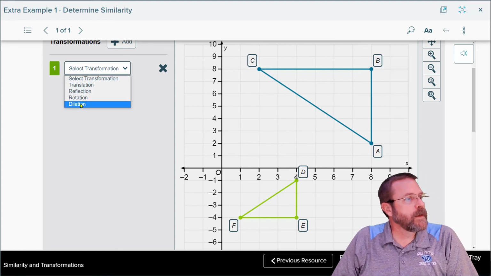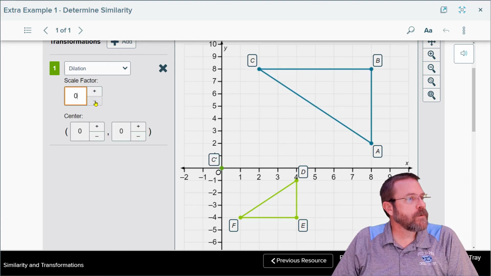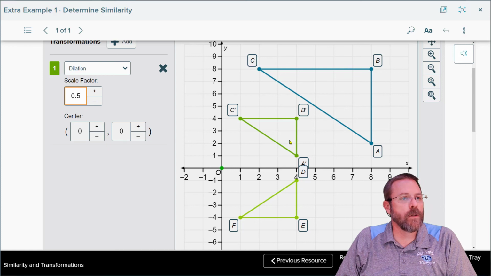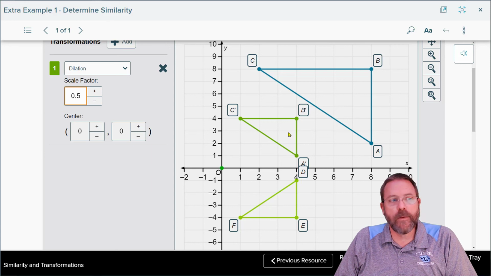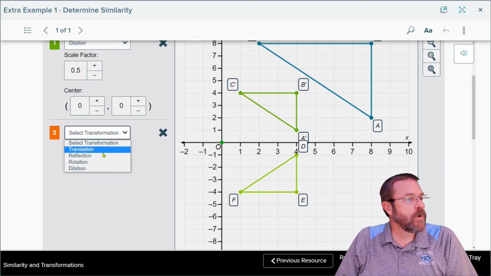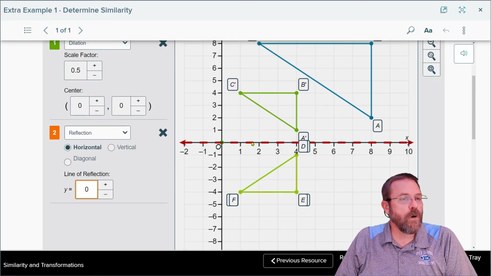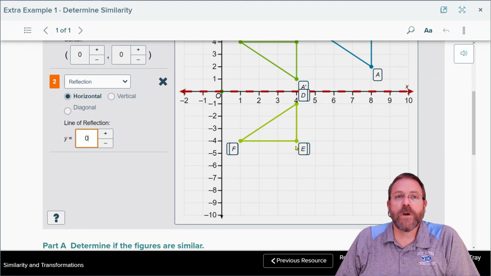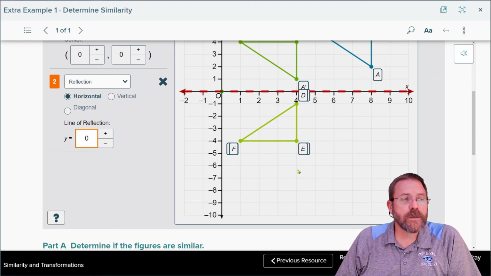I'm going to start off with a dilation of a scale factor of 1/2 or 0.5 maybe. There we go. Now we got it smaller. So we have gone from the big blue down to the little green in the prime. And now all I think I need to do to finish this is to reflect it. So I'm going to add another piece here. I'm going to do a reflection across the x-axis, and when I do, it landed perfectly on top of the other one. So the answer to this question is yes, these are going to be similar figures.